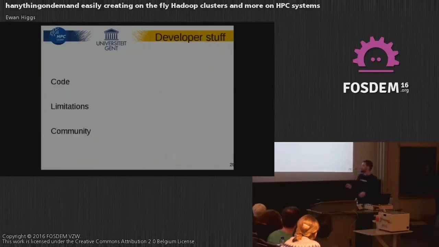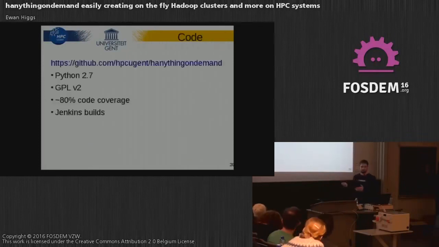I've only got a few minutes left, so I'll quickly go through the code, some limitations, because I'll try to be honest, and community. So it's Python 2.7. I have about 80% code coverage, which I think is pretty good since it's a really new project trying to stick HPC stuff and Hadoop stuff together, and we have Jenkins builds that make sure that it keeps getting tested on each PR.